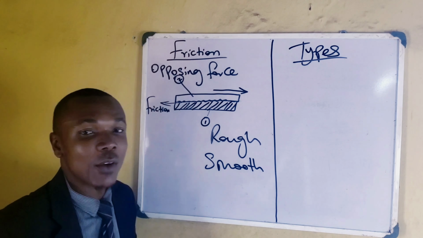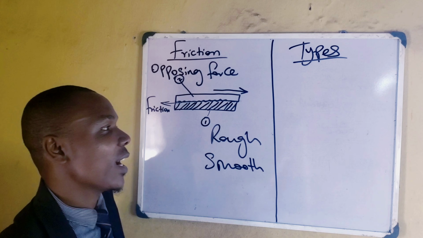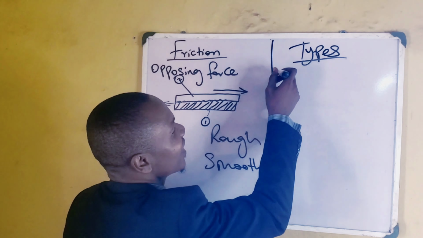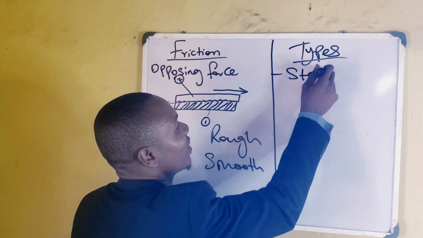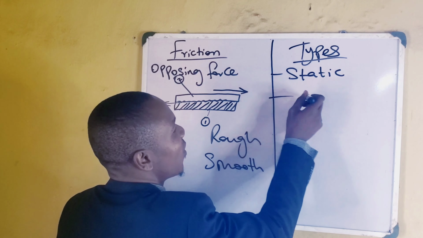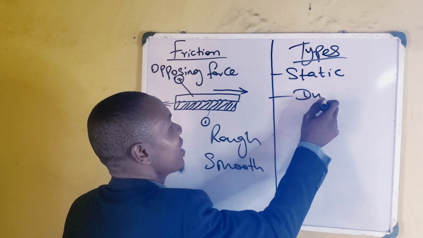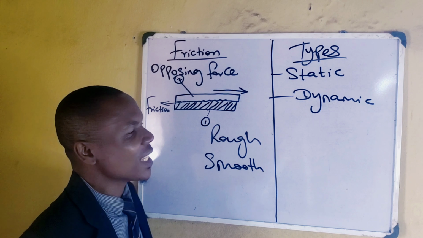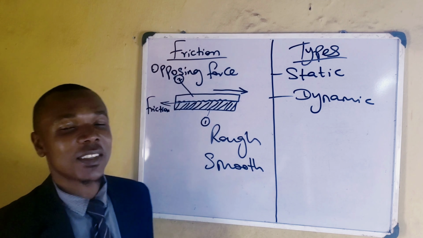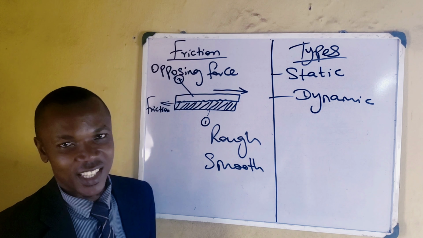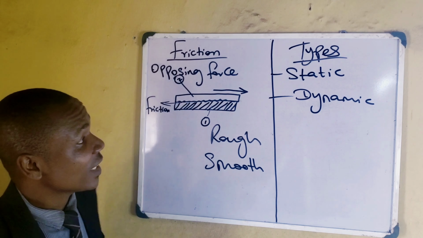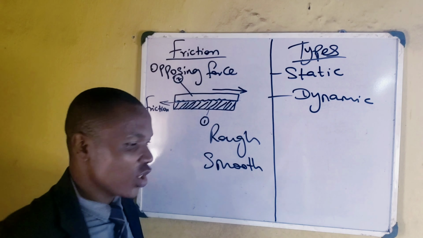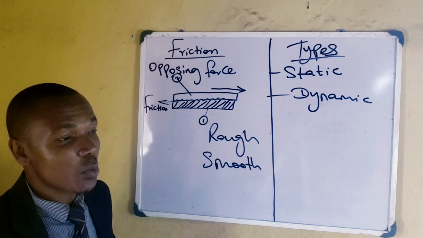We have two types of friction. We have the one we call static friction, and we have the one we call dynamic friction. All right. So static friction is talking about a body that is at rest. Is it clear? A body that is at rest, that is where static friction comes to play.